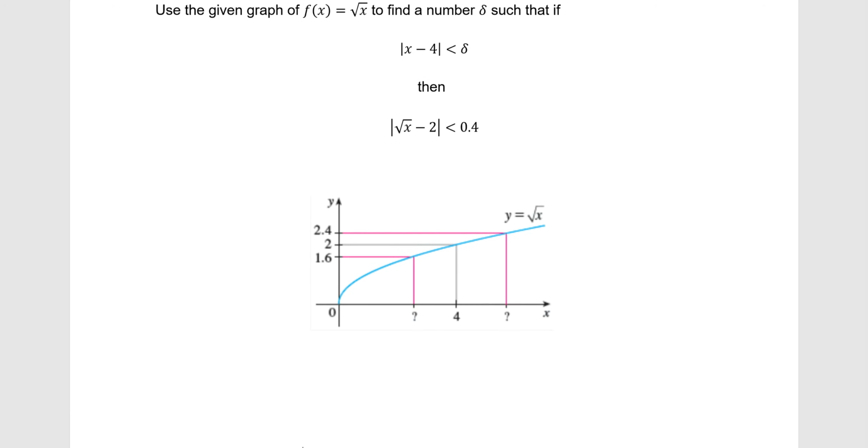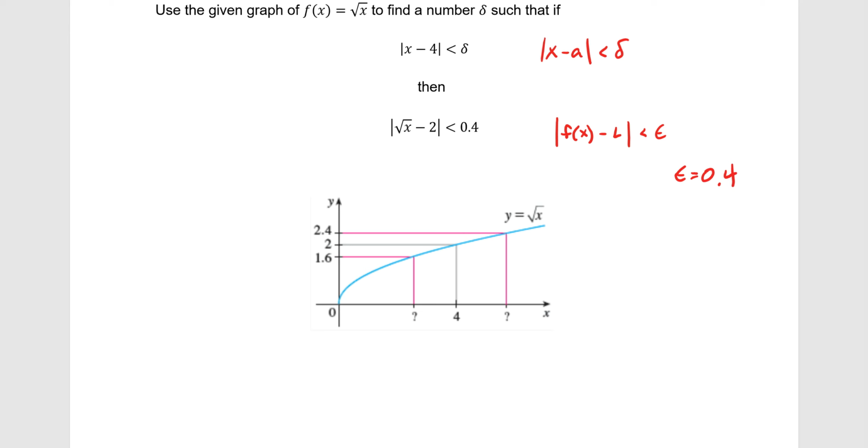We have the blue function here, the square root of x, and we are told epsilon is 0.4, right? Because in the setup, the absolute value of f of x minus L less than epsilon is this one right here. The one up top is the absolute value of x minus a less than delta. So we can see that epsilon is 0.4. So I'll write it over here. Epsilon is 0.4.